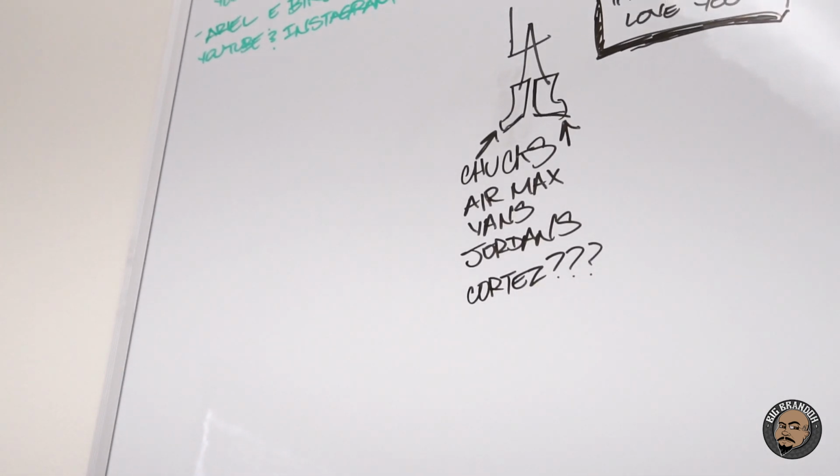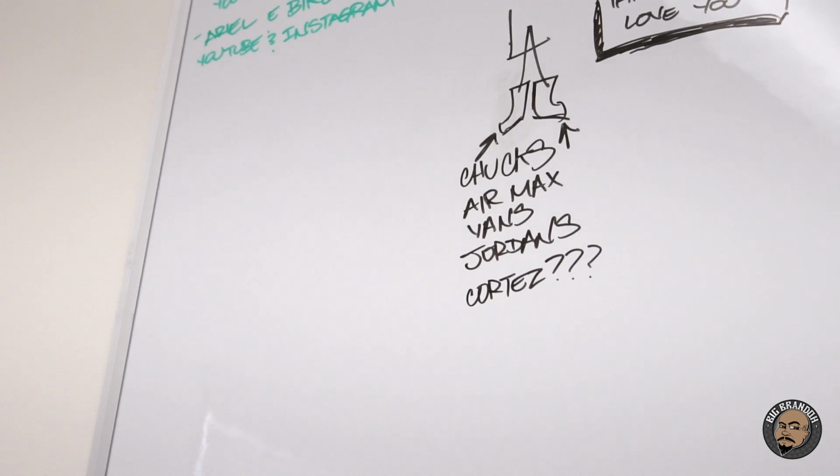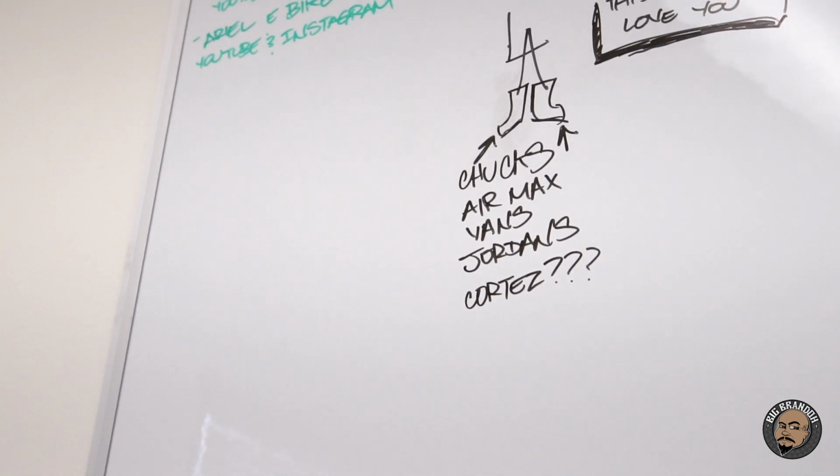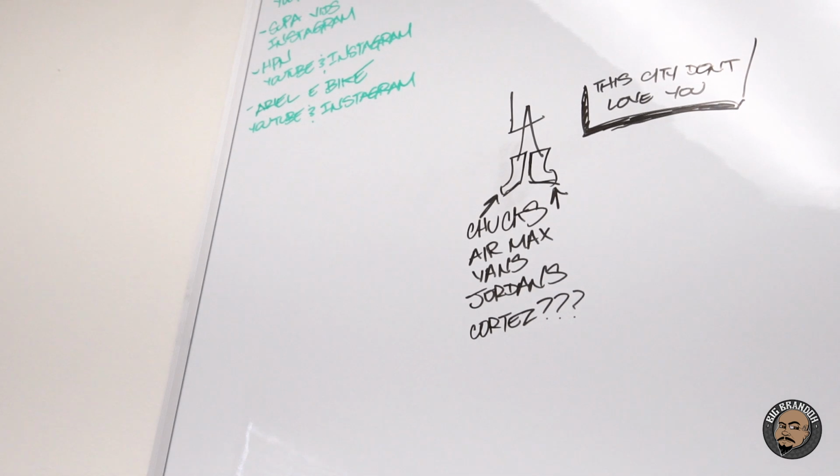Basic sketch. LA, had some shoes on it. Chucks, Air Max, Vans, Jordans, Cortez. This city don't love you. And that's all it is. So I'm thinking about, all right, this LA logo looks like it has two legs. It'd be funny if I put some shoes on it. What type of shoes would I put on it? Okay, so I could do Chucks, I could do Vans, I could do Cortez, I could do Jordans, I could do Air Max, I could do all kinds of different shoes, right? All I'm doing is just redrawing shoes in Photoshop, putting it onto this logo to make it look like it has legs and feet. Pretty funny.